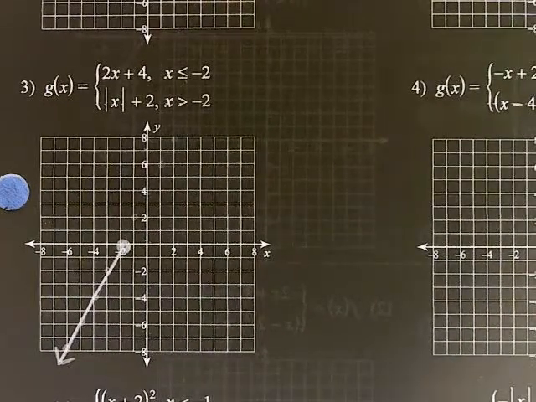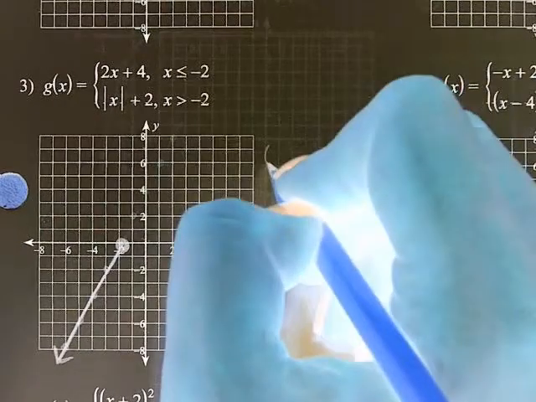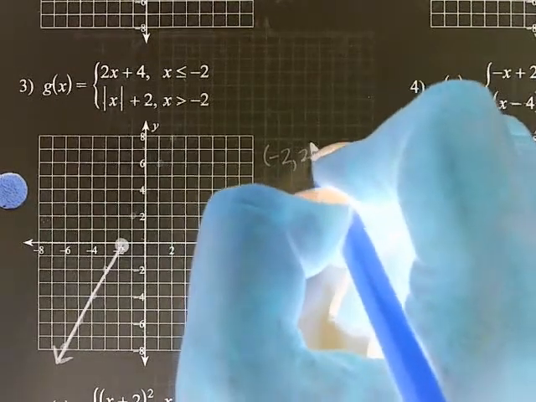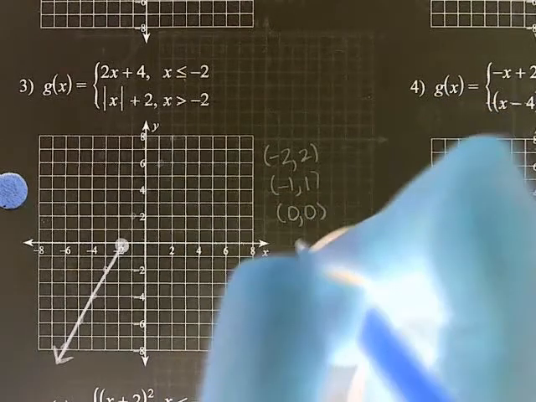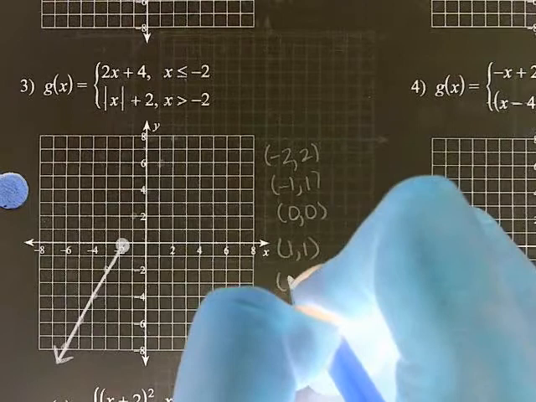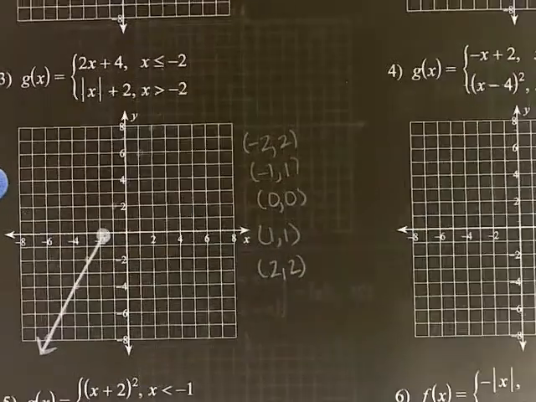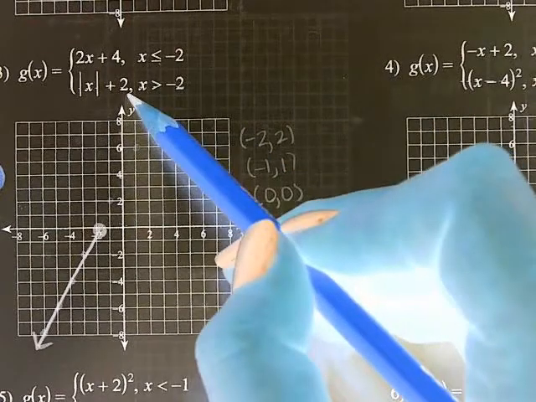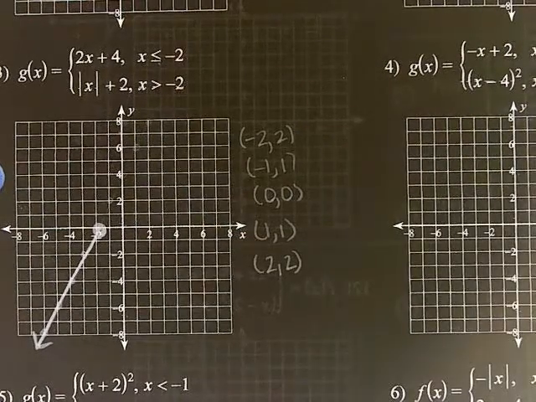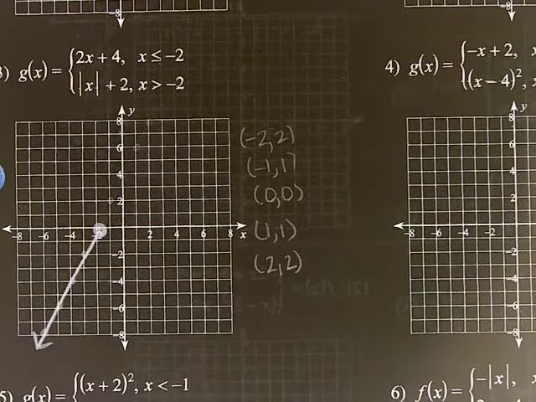All right, the other one is an absolute value graph. So I've got the points -2, 2, -1, 1, 0, 0, 1, 1, 2, 2. And then what transformation is happening to that absolute value graph? It's being shifted up 2.